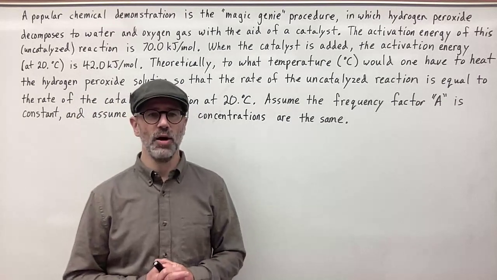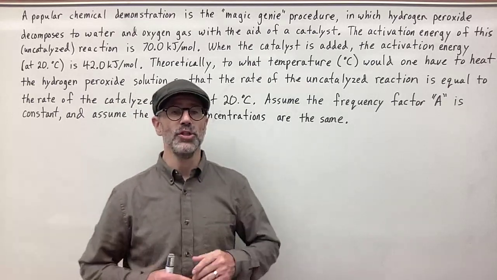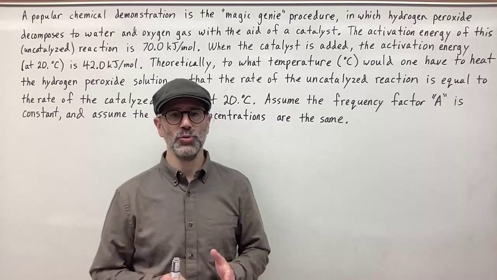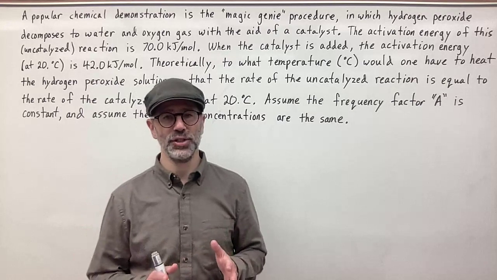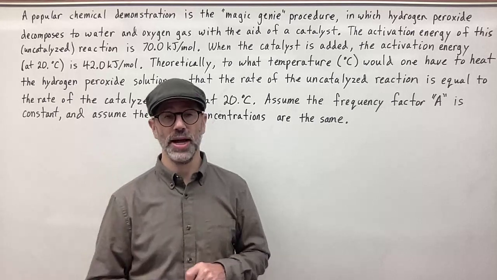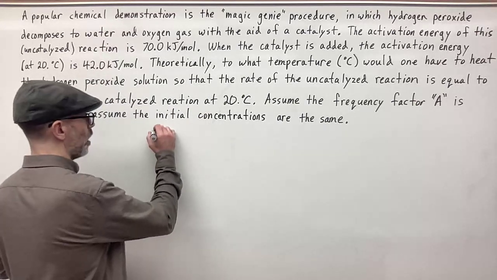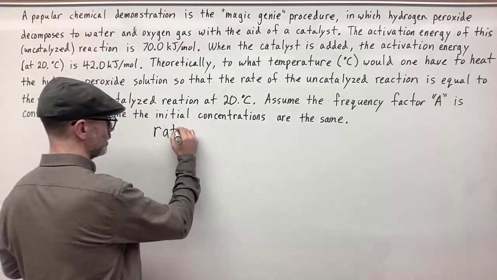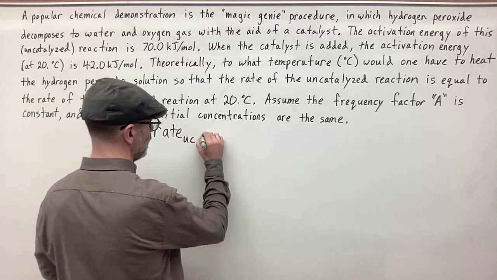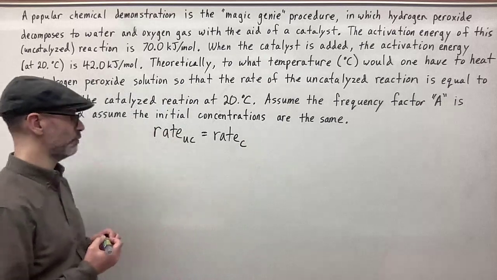So the first thing we need to hone in on is that the rates are going to be the same. So we're looking at an uncatalyzed reaction and a catalyzed reaction, and we're asked, what temperature do we need to raise the uncatalyzed reaction to so that the rates are equal to each other? So the rate of the uncatalyzed reaction is the same as the rate of the catalyzed. So let's write that down. We want the rate of the uncatalyzed, so we'll put UC for uncatalyzed reaction, is equal to the rate of the catalyzed reaction. We'll put C for catalyzed.